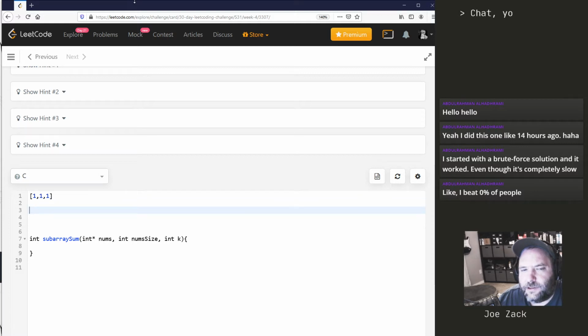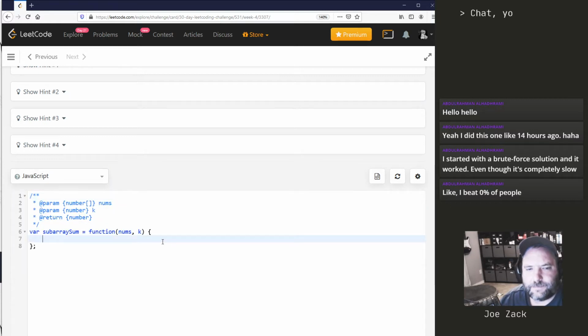So what if we were to just go through and start summing numbers? Ooh, definitely not doing this in C, by the way. Nope, nope.